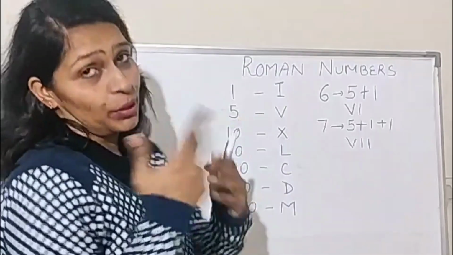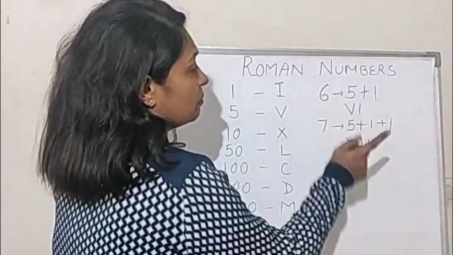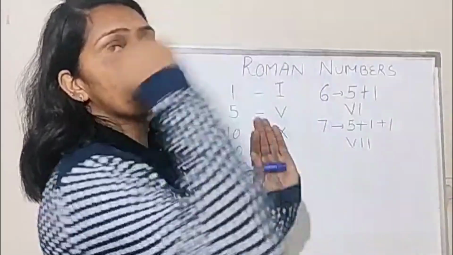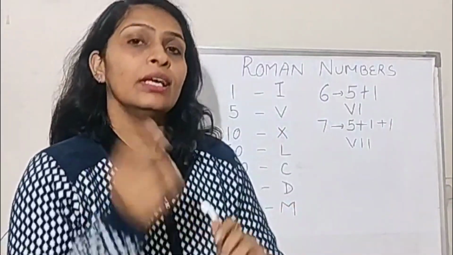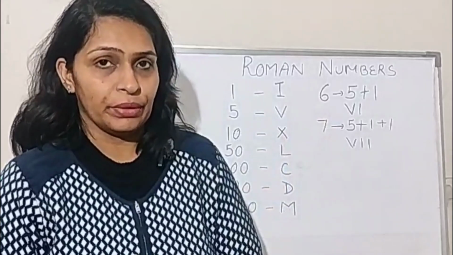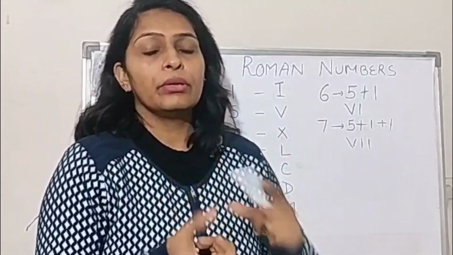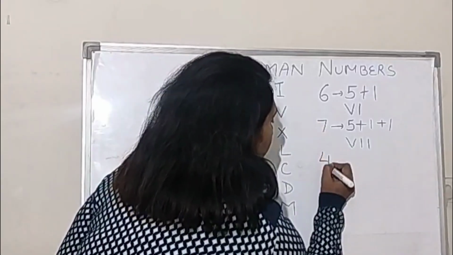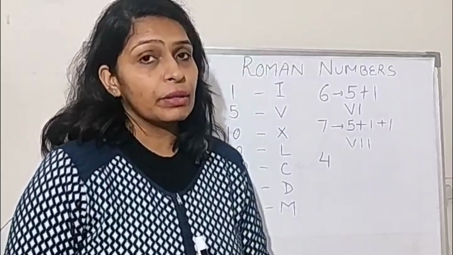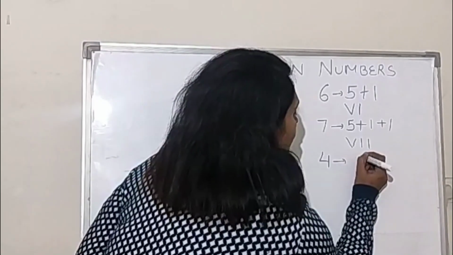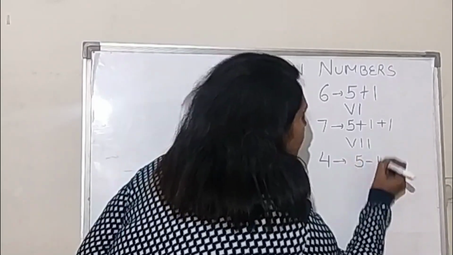Okay, so what does that mean? That means the number will come towards the right side of the base number. You will understand more while we do the next example. In case the number is a smaller number, let's say 4, how can I write it with the base numbers? 4 can be written as 5 minus 1.